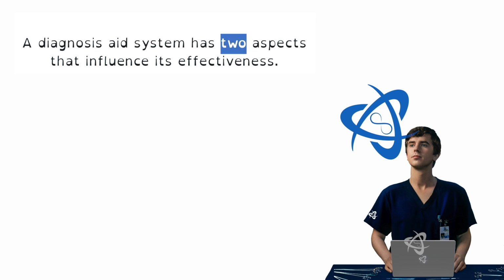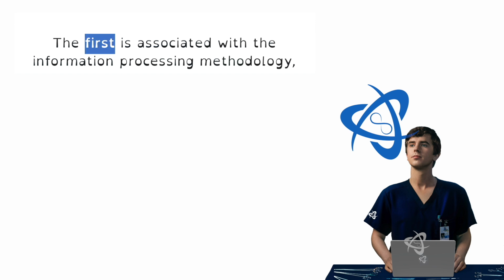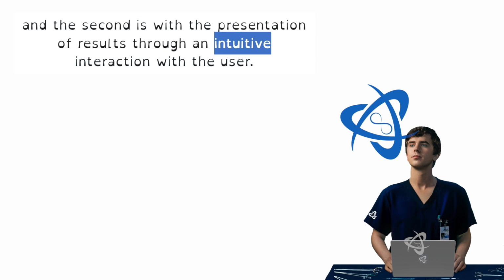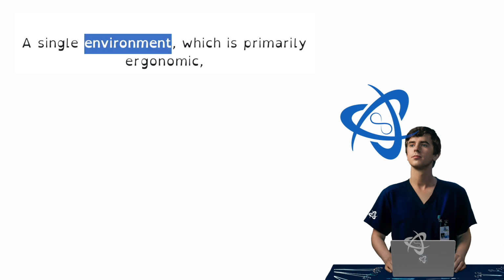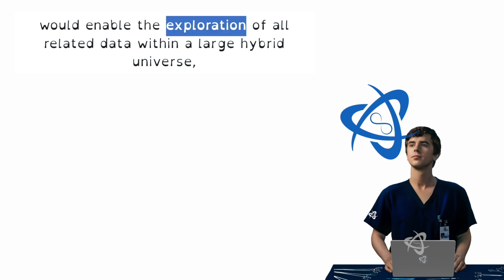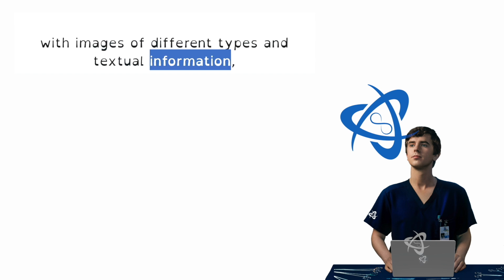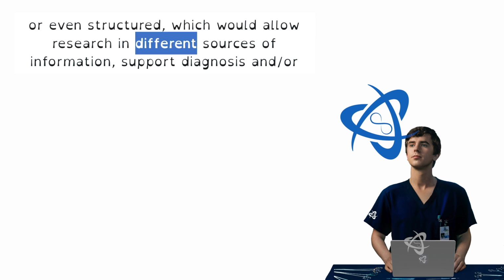A diagnosis aid system has two aspects that influence its effectiveness. The first is associated with the information processing methodology, and the second is with the presentation of results through an intuitive interaction with the user. A single environment, which is primarily ergonomic, would enable the exploration of all related data within a large hybrid universe, with images of different types and textual information. Or even structured, which would allow research in different sources of information, support diagnosis and/or health research.